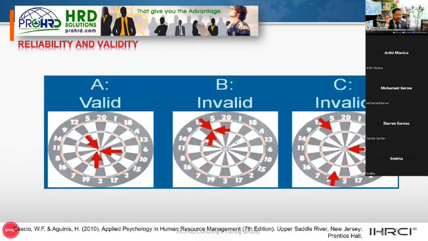So you all play a dart game, right? When you play a dart game, if it is hitting the bullseye, that means it is precise and accurate, both reliable and valid. And when it is not in the bullseye, but somewhere else, but every time you throw, it's hitting the same spot, that means it's reliable, but not valid.